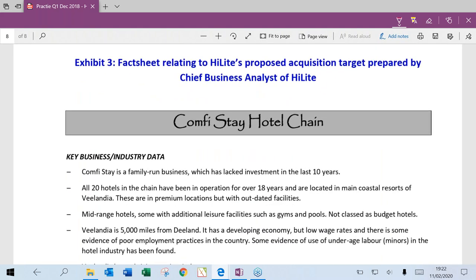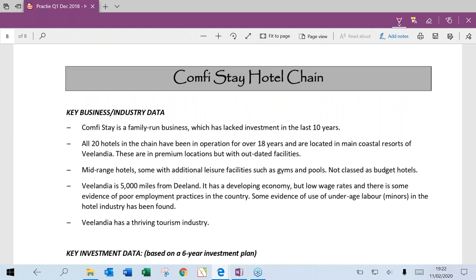Exhibit three is a fact sheet relating to Highlight's proposed acquisition target, prepared by the chief business analyst. From the name of the exhibit, I am guessing that this might be an important exhibit for this particular requirement. It tells me about Comfy Stay Hotel, key business industry data. Comfy Stay is a family-run business which has lacked investment in the last 10 years. Interesting. All 20 hotels in the chain have been in operation for over 18 years and are located in main coastal resorts of Villandia. These are in premium locations but with outdated facilities.